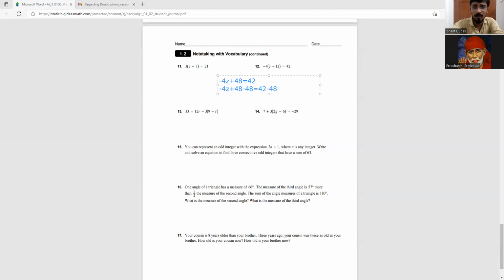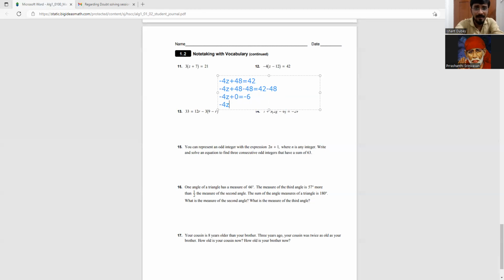Very good. So what will we get in the next step? Minus 4z. Here it will become 0, so I can write plus 0, equal to minus 6. Because when you are subtracting a smaller number from the larger number, you get a positive number. But here you have a smaller number minus a larger number, so the sign is minus. Minus 6.